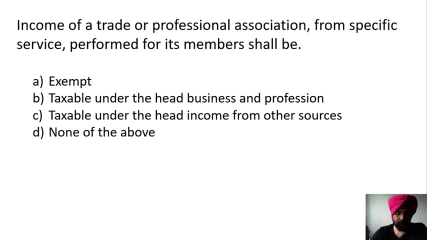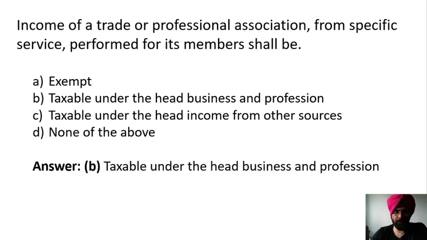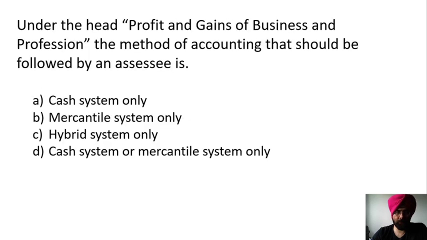So you note down the correct answer, and I am going to discuss the correct answer. You can pause this video and replay it again. So the correct answer is B, taxable under the head business and profession. Even if a trade or professional association receives amount from their members and performs certain services, then it's taxable under the head business and profession. Income under the head business and profession.